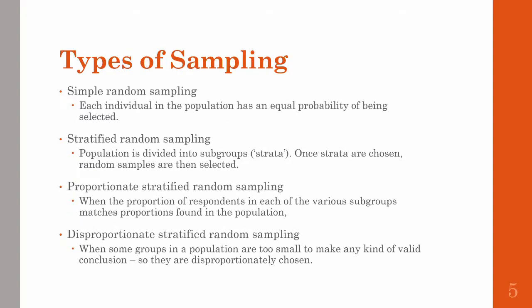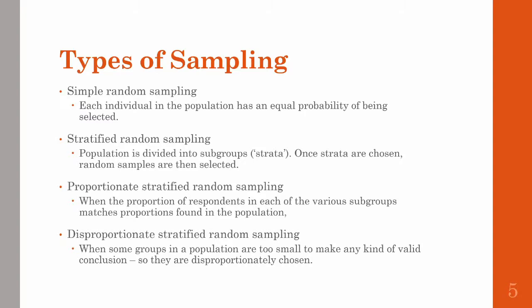Okay, let's go over a few types of sampling. Simple random sampling. Here, each individual in the population has equal probability of being selected in your sample. Stratified random sampling is where the population is divided into subgroups or strata. This is mostly done based off of demographic statistics. Once you have each subgroup or stratum, you then take a random sample from each of those. This way you can begin to match on different dimensions of the population.